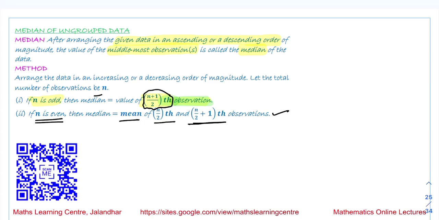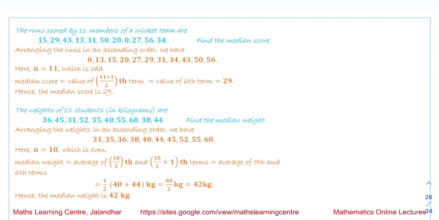Now the question we have: the runs scored by 11 members of a cricket team are given. We have to find the median score. The first step is to arrange them in ascending or descending order. Here we are arranging them in ascending order. The least value is 0, next 13, 15, 20, 27, 29, 31, 34, 43, 50 and 56.